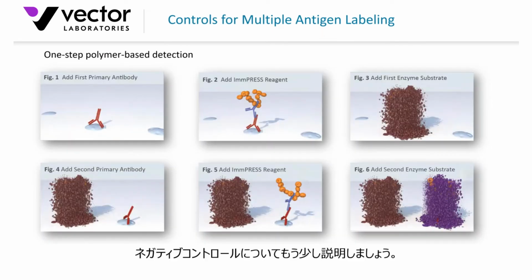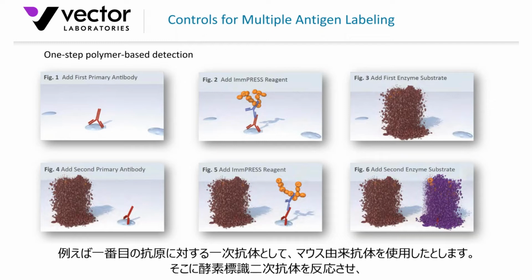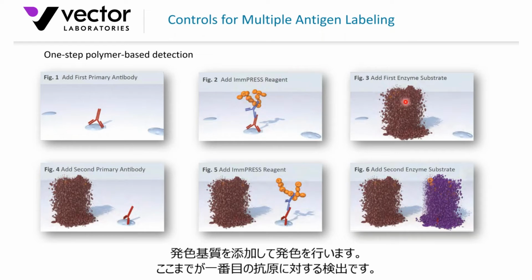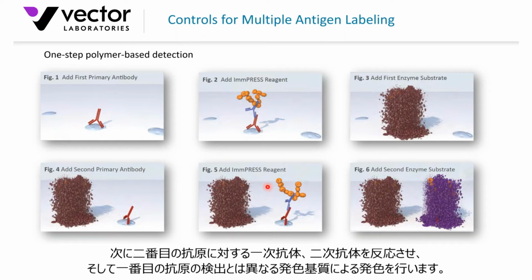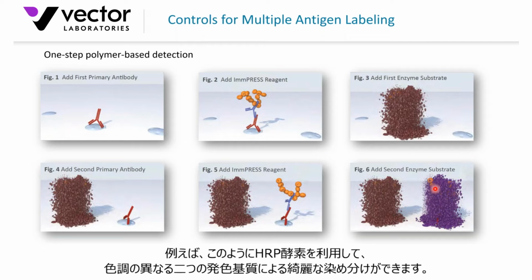Let's have a quick look at some crucial negative controls here. So we've got here your first label in place, your first primary antibody, doesn't matter what it is, let's call it mouse, your first secondary antibody, and then you're developing with your first substrate. So here's your first label, and then here's your second label, your second primary, secondary detection reagent, and then second enzyme substrate. Let's call it VIP. So you've got two peroxidase-based systems here, two different colors contrasting quite nicely.